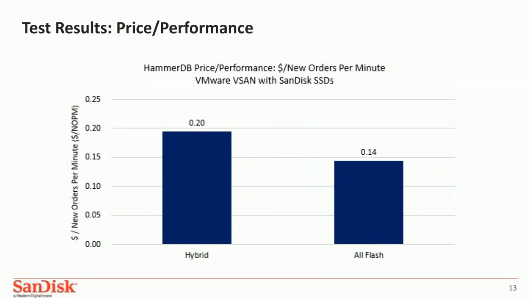We then looked at price and performance using street prices. We determined the all-flash solution was 10% more expensive than the hybrid, yet the all-flash solution delivered 49% better performance. When we looked at that on a price-performance basis, the all-flash solution was 20% less on a price per new orders per minute basis. So the cost for each new order per minute entered into the database was 26% less. And this reflects the price-performance advantage of a SanDisk-powered all-flash virtual SAN solution.